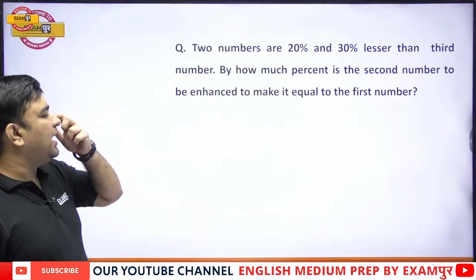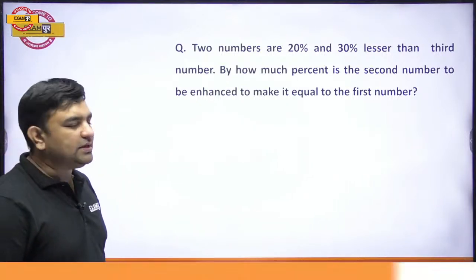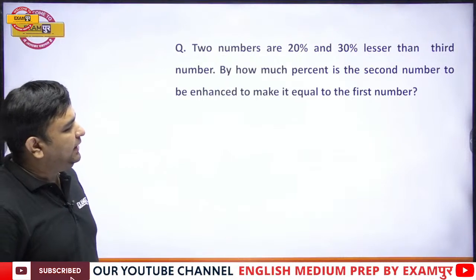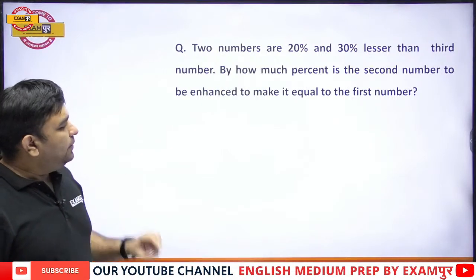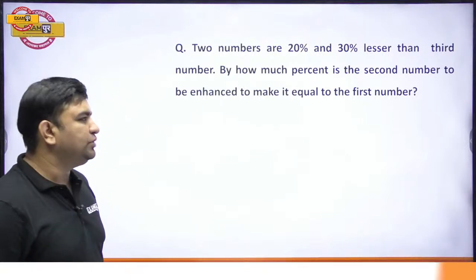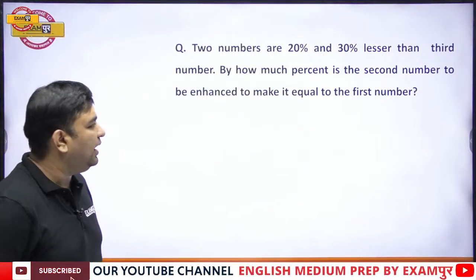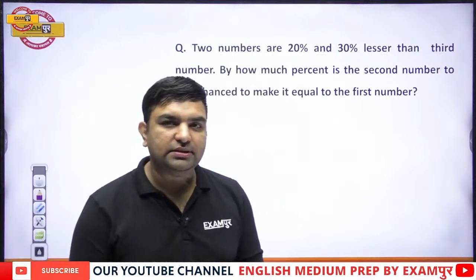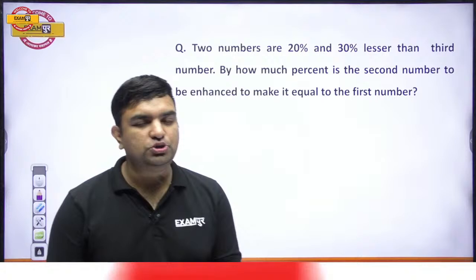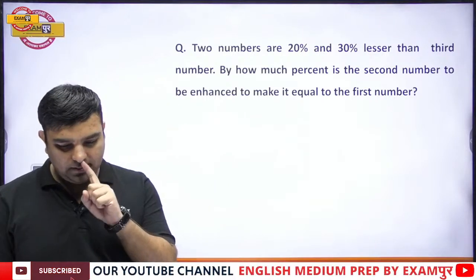Two numbers are 20% and 30% lesser than the third number. By how much percentage should the second number be enhanced to make it equal to the first number?